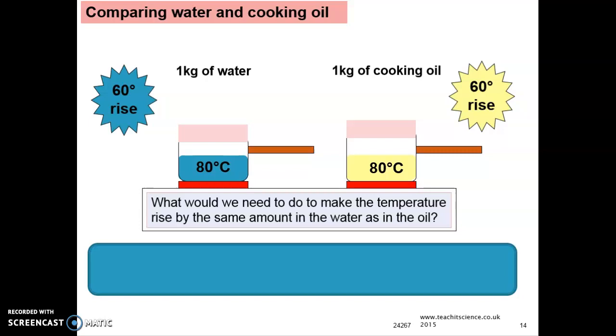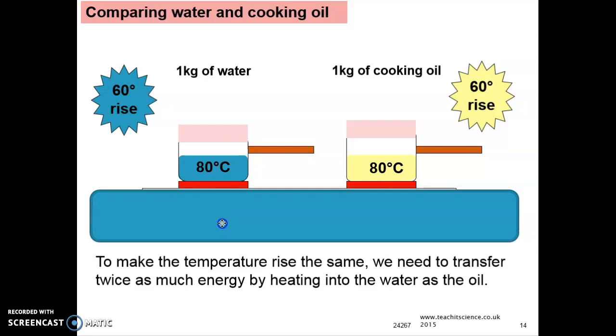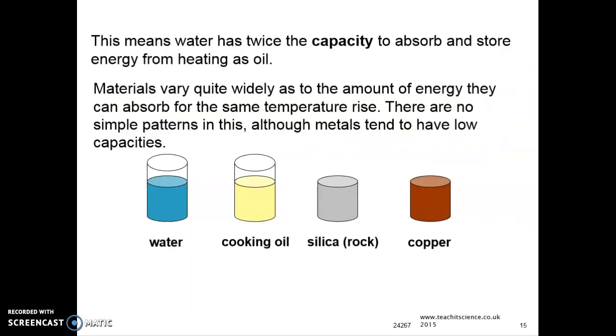So what would we need to do to make the temperature the same then? What would we need to do to make the temperature the same, do you think? Okay, we would have to put twice as much energy into the water as the oil. That's what we would have to do to get them to rise to the same temperature. We'll come on to a definition of specific heat capacity shortly, but it's quite useful to have another think about this sort of thing. So the water's got twice the capacity to absorb and store energy from heating as the oil has.